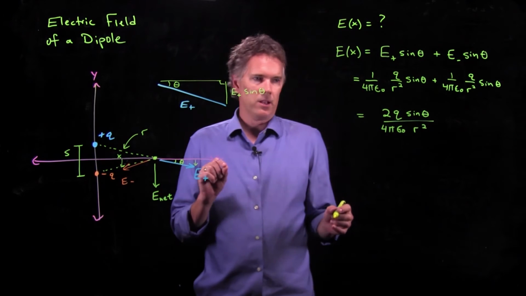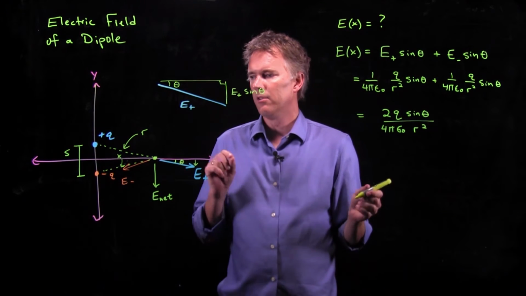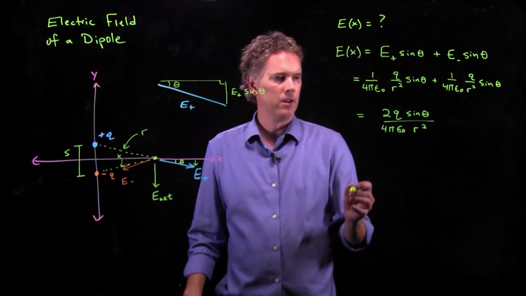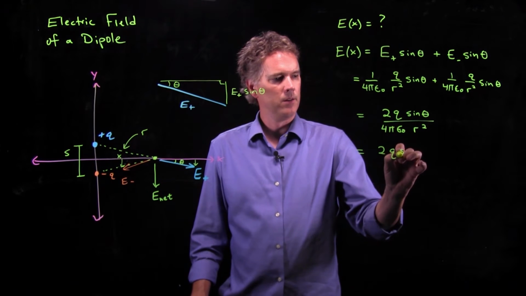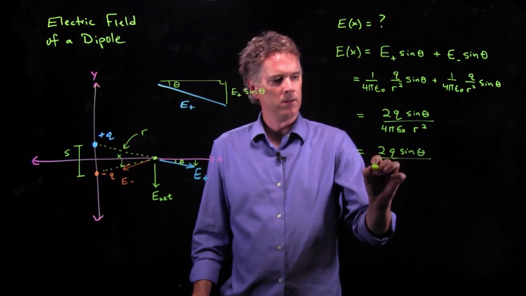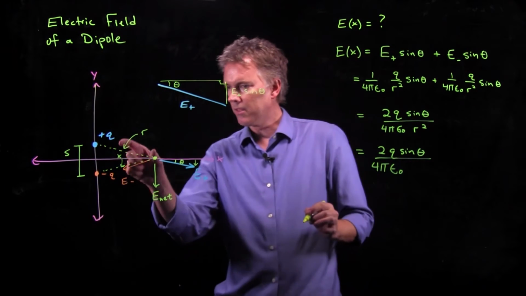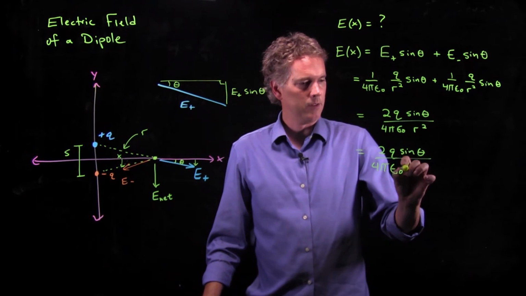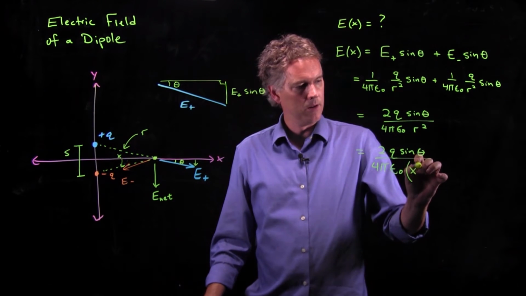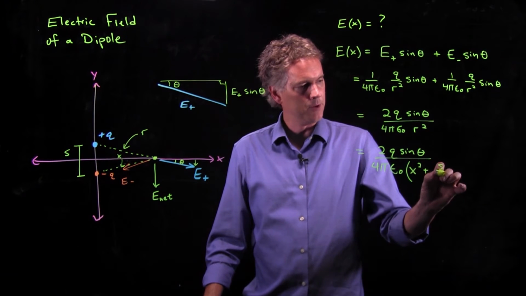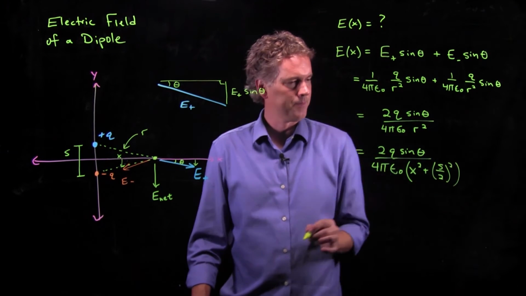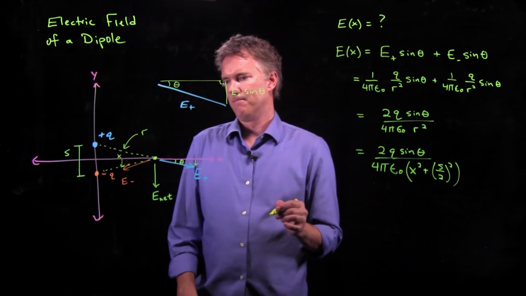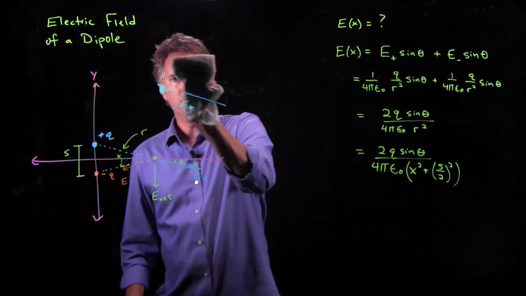And now we have to think a little bit about this r. What is r? Well, that's r. It's the hypotenuse of this triangle right here. So r squared, we can probably write that out, because the hypotenuse squared is just equal to one side squared plus the other side squared. And so it is x squared plus s over 2 squared. What about this sine theta? Sine theta is a tricky one. Let's figure that out.